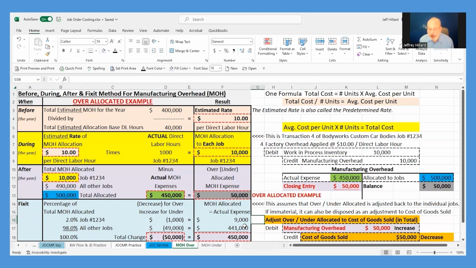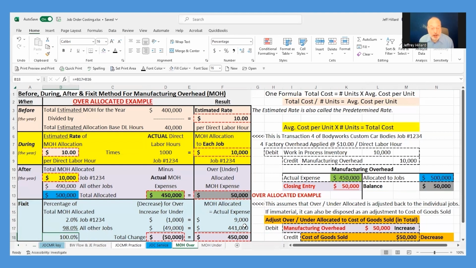That's the easy way to do it, and it can be done if this amount is immaterial. And by immaterial, it's off by less than this. This is well over 10%. So you would probably do the more complicated method, which is really not that bad.